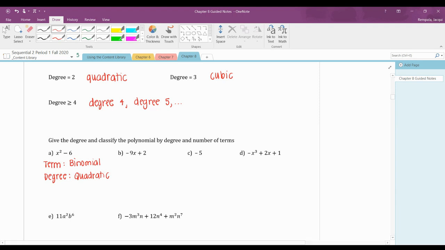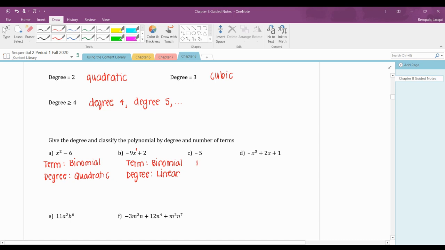In part B, we have a negative 9x plus 2. So once again, those are not like terms. I see two different terms. So this one is also a binomial. If I look then at the exponents of the variables, I see an x, which really has an exponent of a 1, and then that number 2 doesn't have a variable. So it looks like 1 is the biggest exponent, and so we would call that linear, because degree 1 is linear.